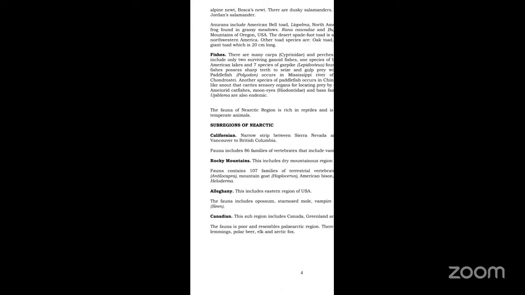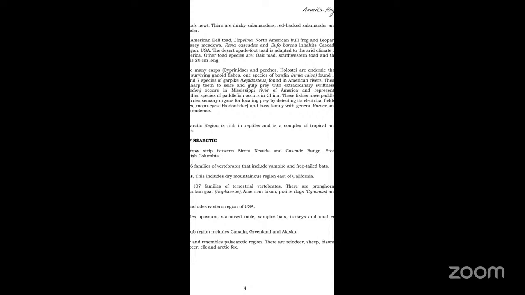So the amphibians are represented by both the anurans as well as the Urodela. A number of toads, salamanders, newts, sirens, and you have the geckos, that is the lizards, are found in this particular region. Next, coming to the fishes. A number of carps belonging to the Cyprinidae family are present, and also perches, that is Anabas species.